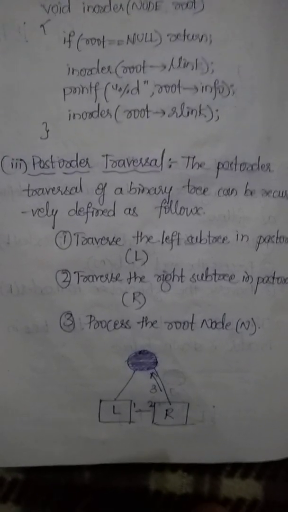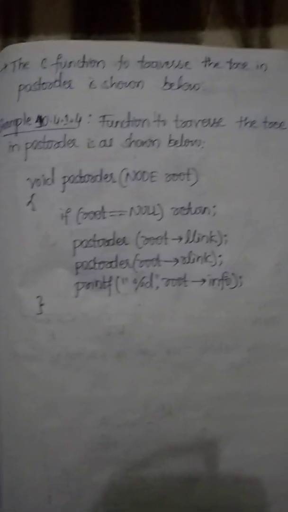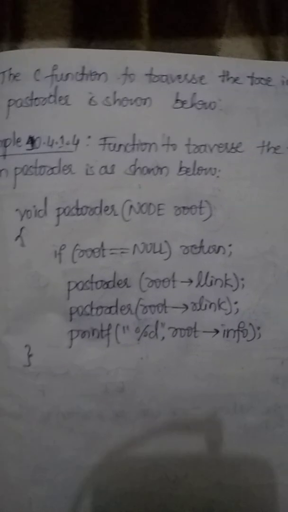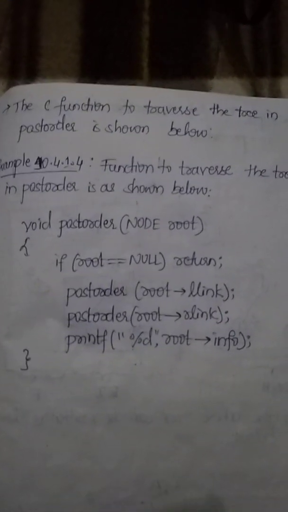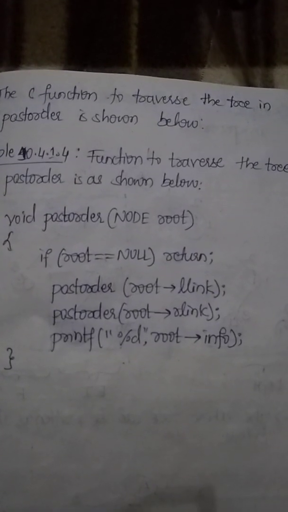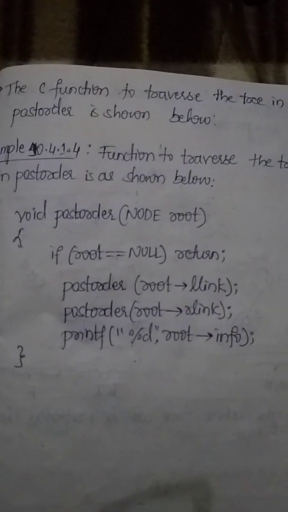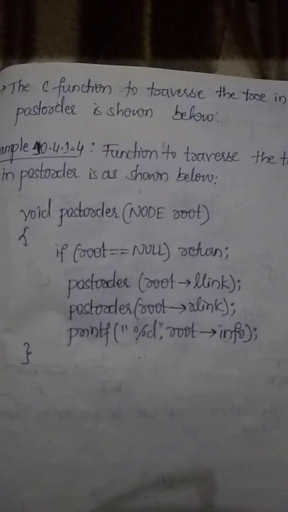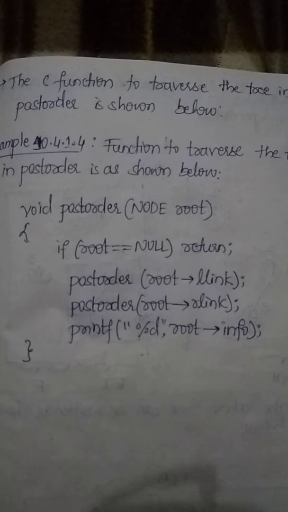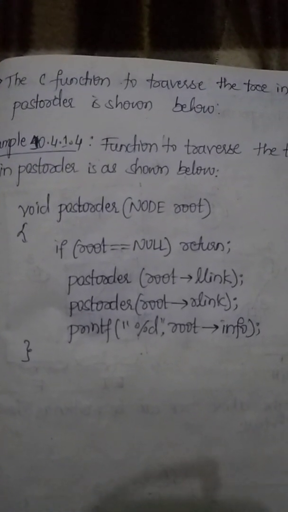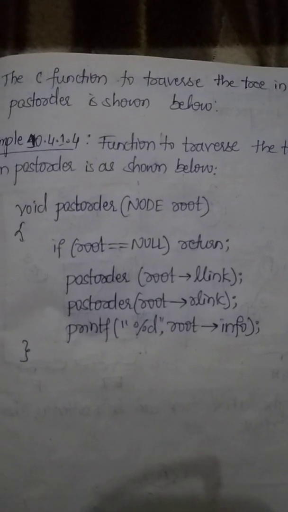So based on the diagram we can write the function in the following way. The declaration is preorder, and the parameter being passed is the root node. Here first we will check if the tree is existing by checking that root is equal to null. If it is so, then return nothing, or else go for the post order traversal. First the left subtree, then the right subtree, and lastly the root node.